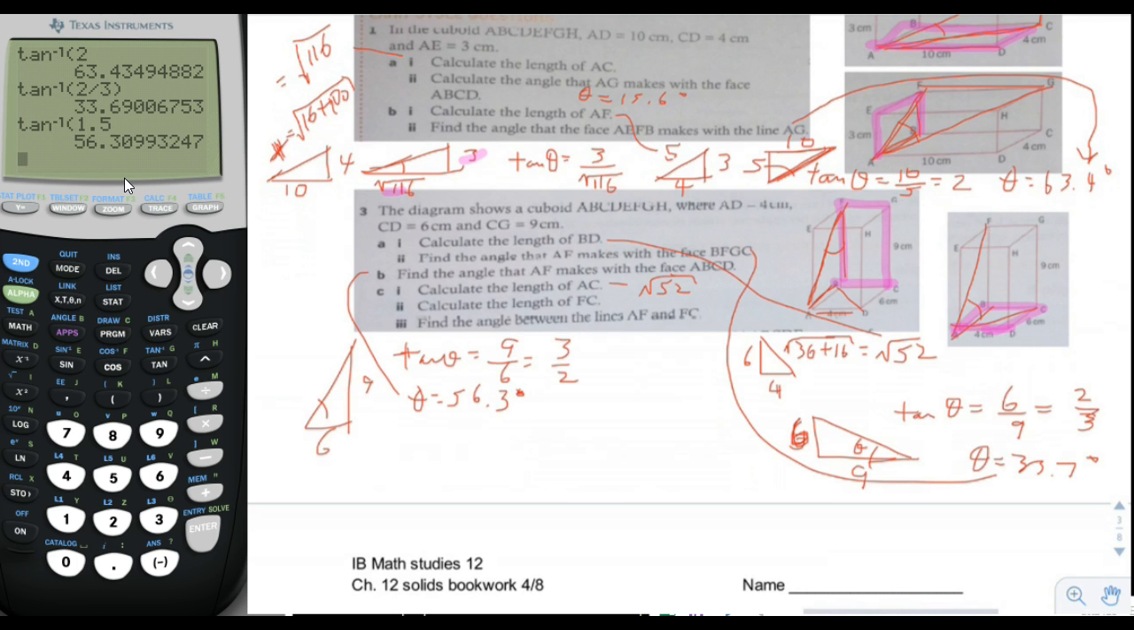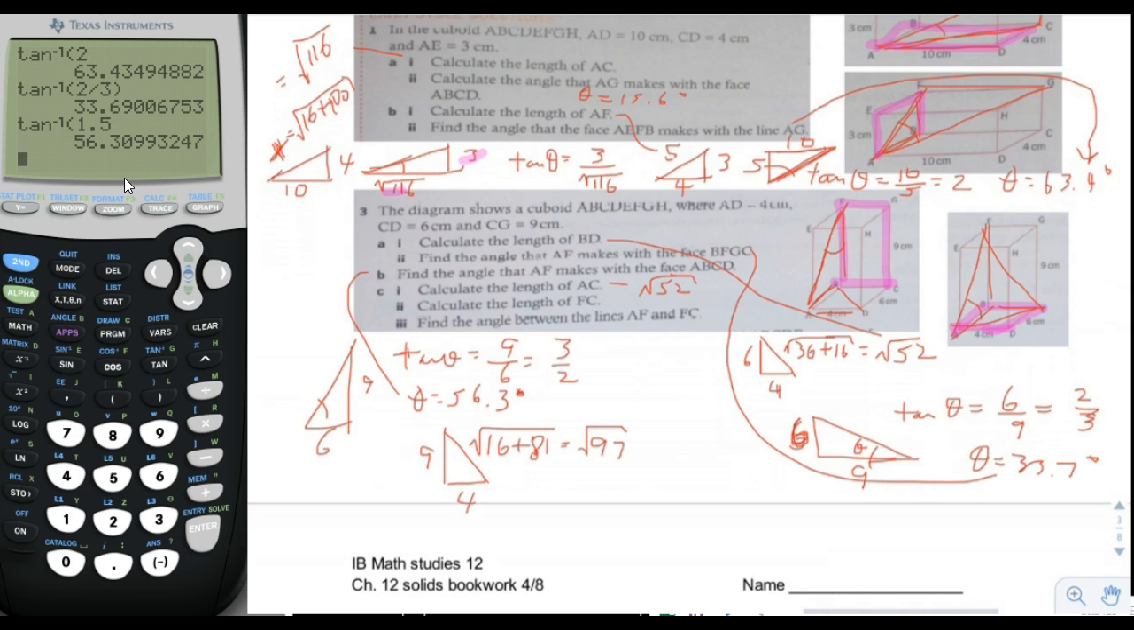Now calculate the length of FC. FC would be this diagonal right there. So let's see. The bottom would be 4, and the length would be 9. And so we're trying to figure that out. We're going to figure it out with Pythagoras' theorem. So it would be the square root of 16 plus 81, which is equal to square root of 97.